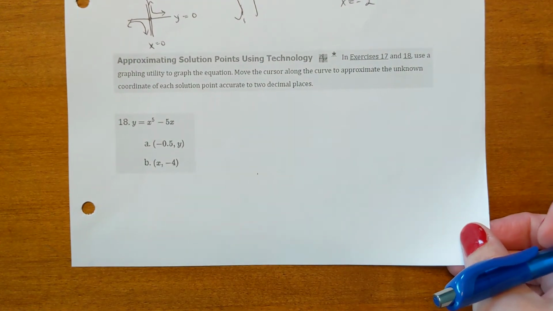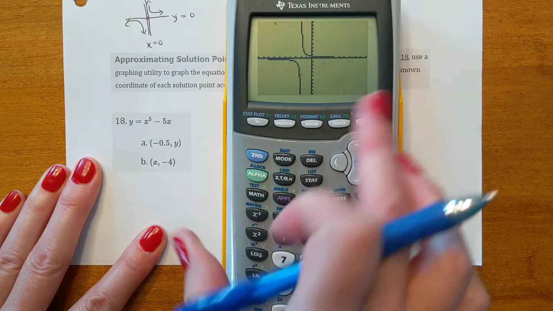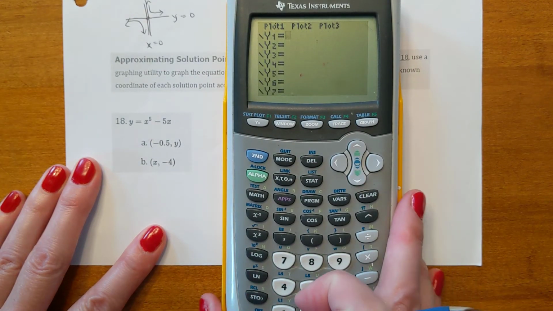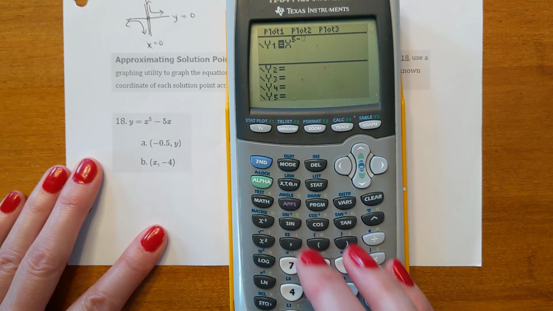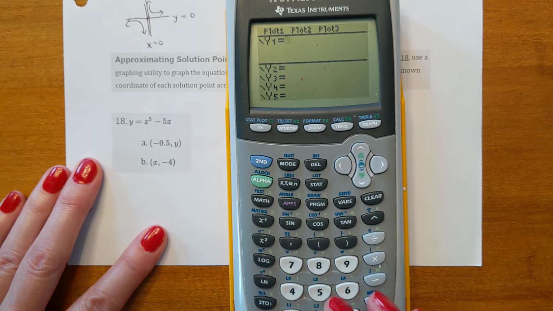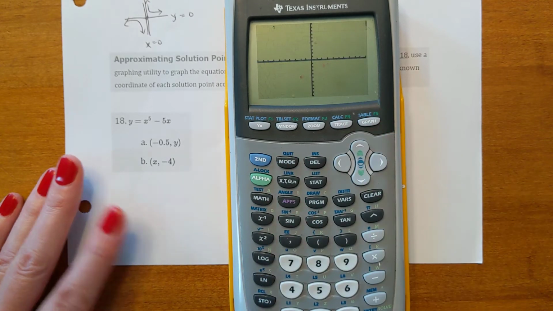Okay, down here it says approximate solutions using technology. In 17 and 18, use a graphing utility to graph the equation, move the cursor along the curve to approximate the unknown coordinate of each solution point, accurate to 2 decimal places. All right, so putting it in our calculator, we got x to the 5th, so x caret 5 minus 5x. I always forget to move it down. X caret 5, and then minus 5x. So there's the graph.